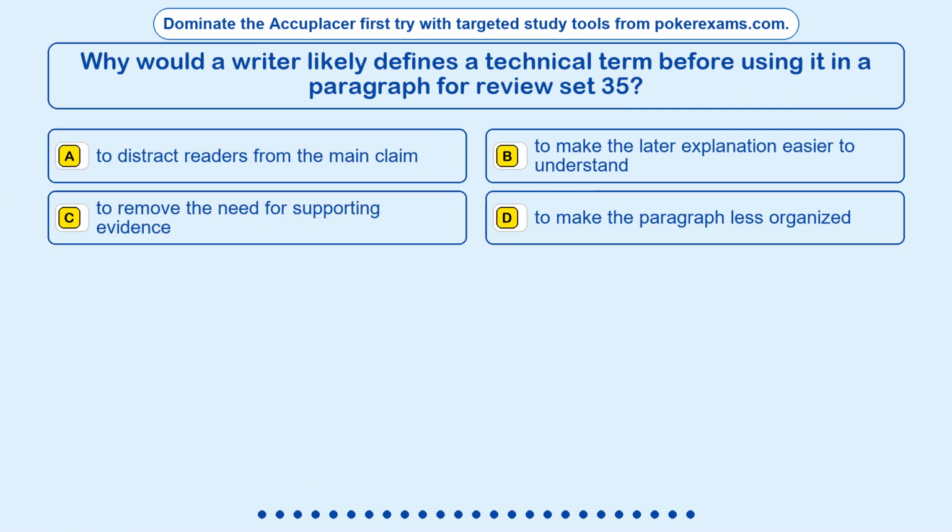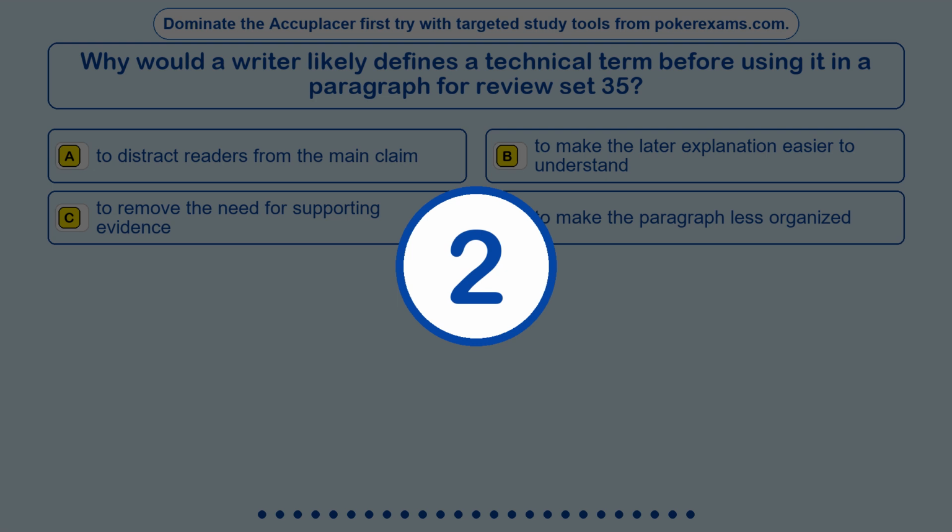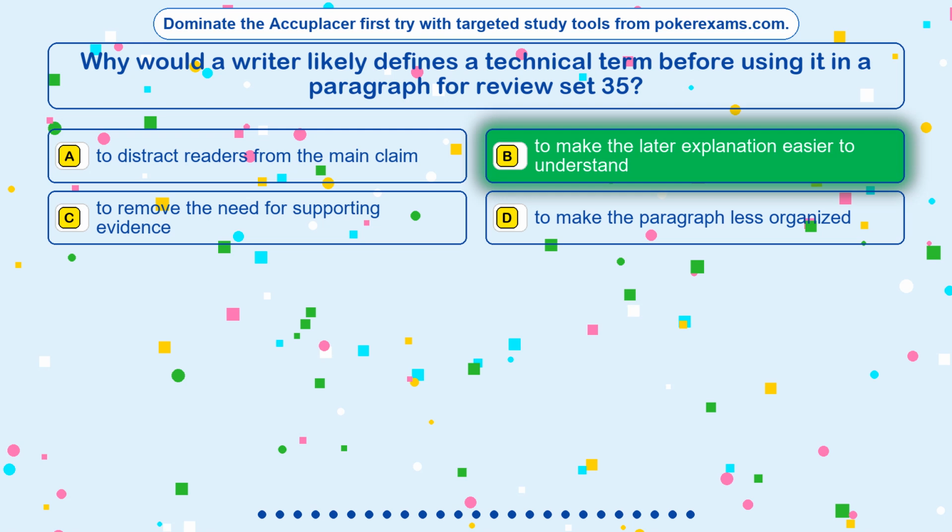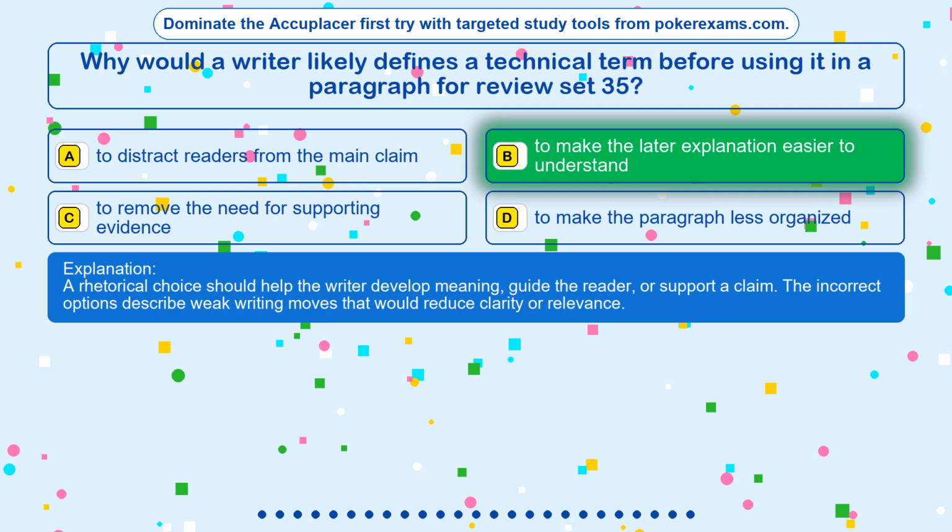Question 16. Why would a writer likely define a technical term before using it in a paragraph for review set 35? Option A. To distract readers from the main claim. Option B, to make the later explanation easier to understand. Option C, to remove the need for supporting evidence. Option D, to make the paragraph less organized. The correct answer is option B, to make the later explanation easier to understand. A rhetorical choice should help the writer develop meaning, guide the reader, or support a claim. The incorrect options describe weak writing moves that would reduce clarity or relevance.